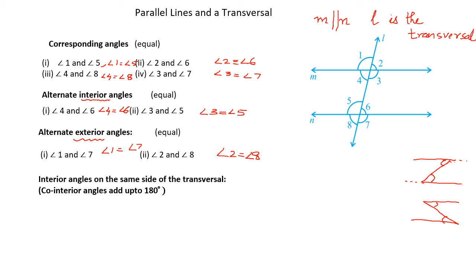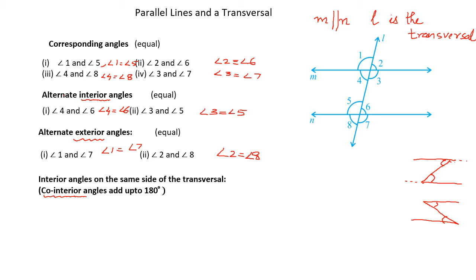Now next is interior angles on the same side of the transversal, or we have another name for it. It is known as co-interior angles. So when you write, don't write interior angles on the same side of the transversal. It becomes a very long story to write. So just write co-interior angles.